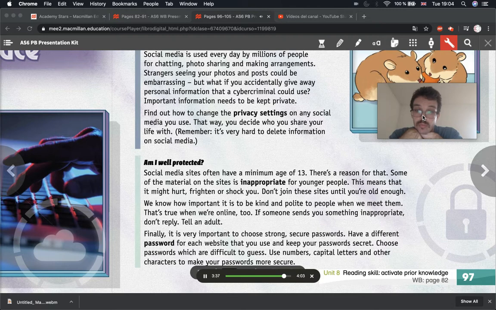Finally, it is very important to choose strong, secure passwords. Have a different password for each website that you use, and keep your passwords secret. Choose passwords which are difficult to guess. Use numbers, capital letters, and other characters to make your passwords more secure.